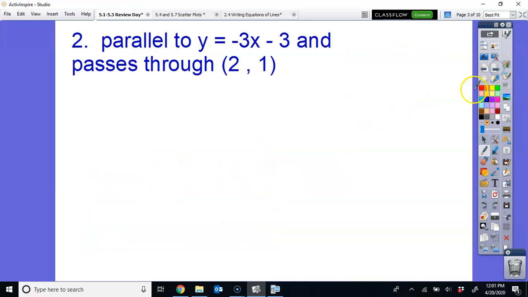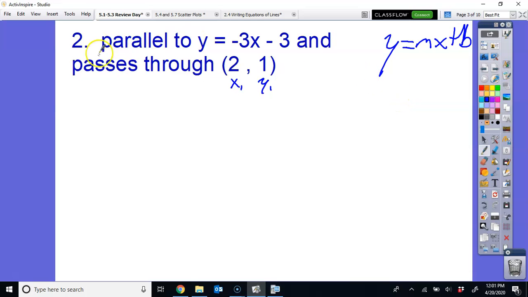So here we go. Let's take a look at another example. Number 2. Parallel to y equals -3x minus 3 and passes through (2, 1). So we want to find the equation of the line, again, y equals mx plus b, and it's parallel to this line, and it passes through this point. So again, we have a point, an x value and a y value from one point, x1 and y1, from a single point on the graph. That's not the b.